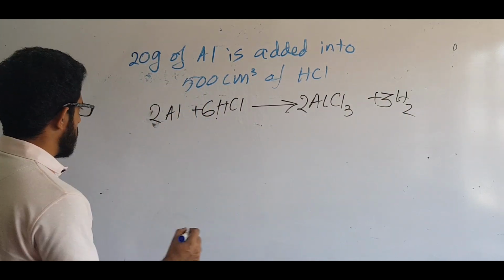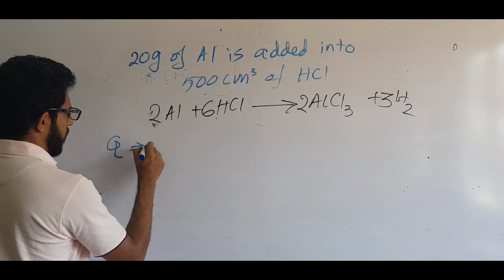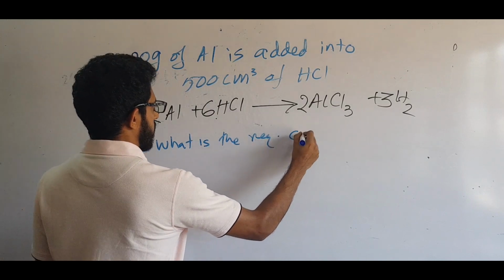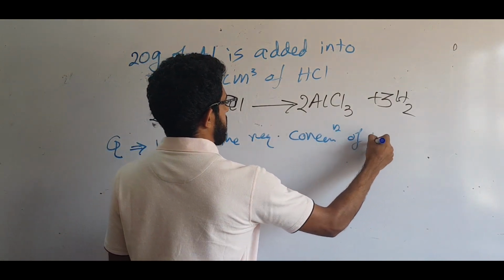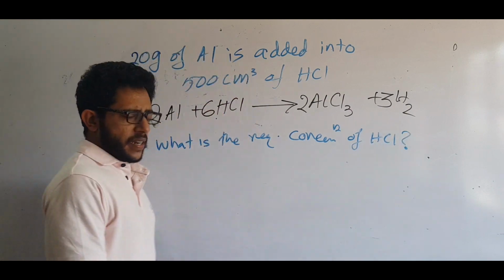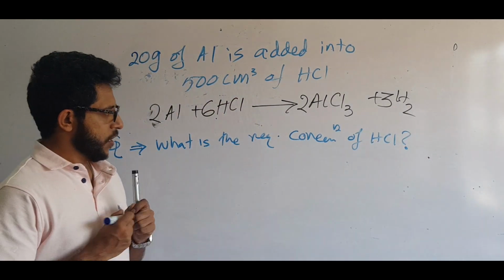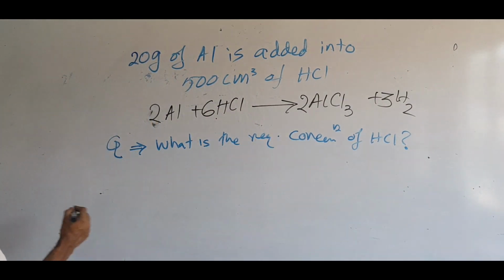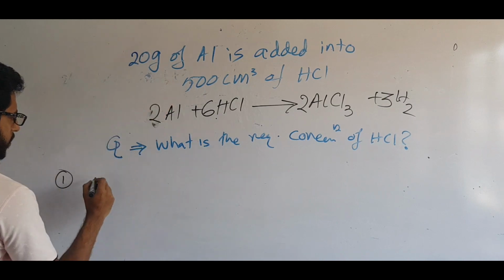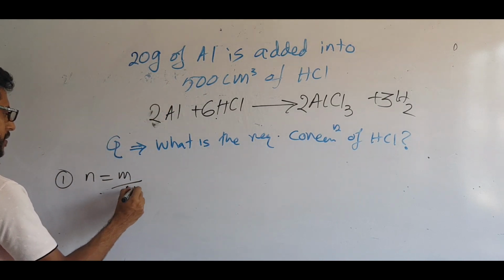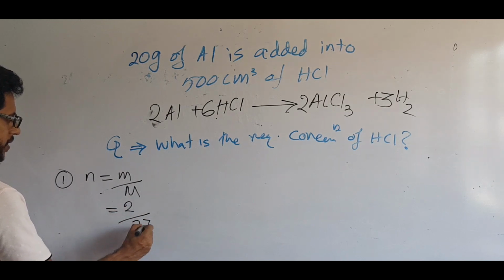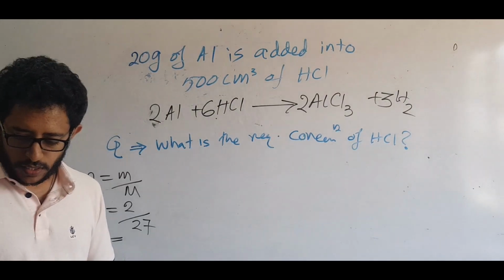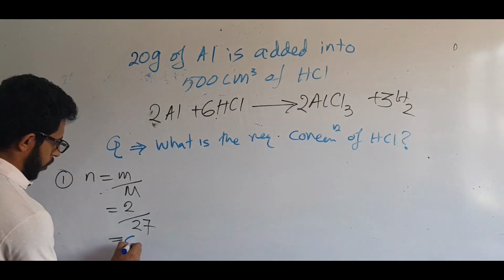The question is, what is the required concentration of HCl? Right. So what are the 3 steps I told? Find the amount using the data. Step 1: 20 grams. So amount equals mass over molar mass. Aluminium is 27 molar mass. So we get the amount, 20 over 27, 0.74.